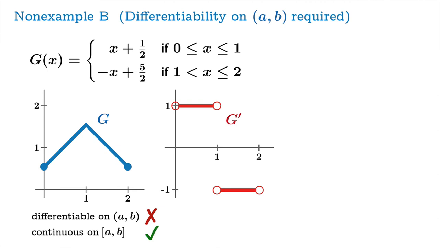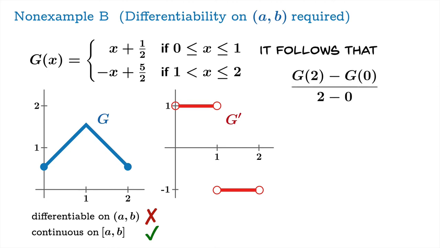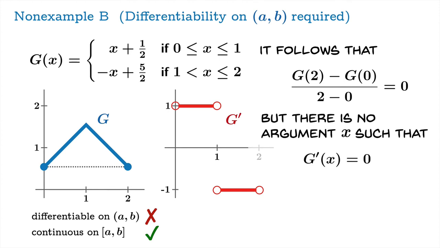So now we calculate the average rate of change on the interval from 0 to 2, and that average rate of change turns out to be 0. Well, the instantaneous rate of change is either 1 or negative 1 throughout the interval, so there's no argument that solves the equation g prime of x equals 0. So once again, the mean value theorem fails. And the problem is, because the function is not differentiable on the open interval, this is the loophole through which the theorem can fail.